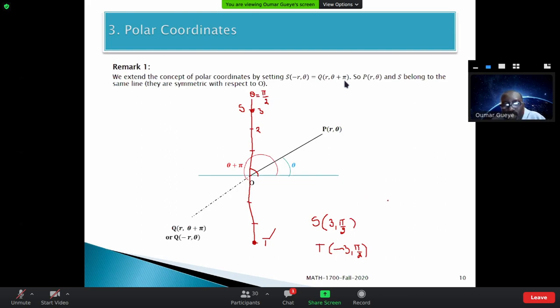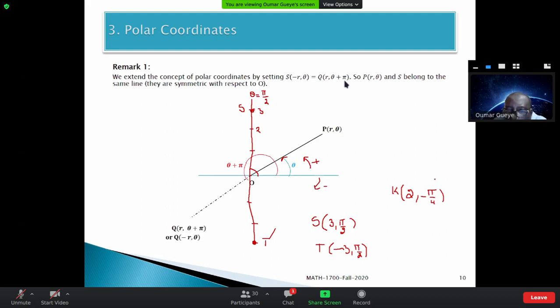Now, if I want to get the point, let's call it K, with coordinates 2 and minus pi over 4. Since the angle is negative, you have to take the opposite direction. I told you at the beginning, this way is the positive direction, and this is the negative direction for the angle.